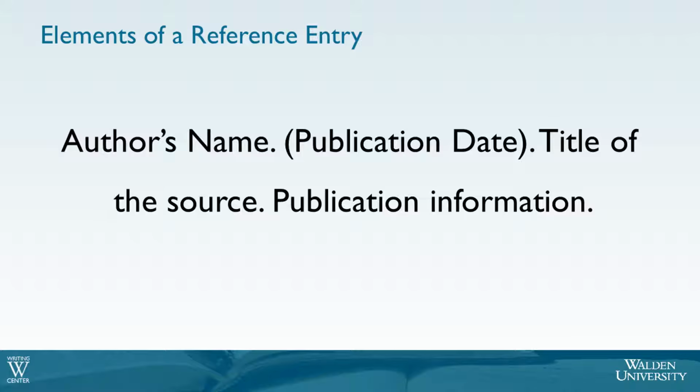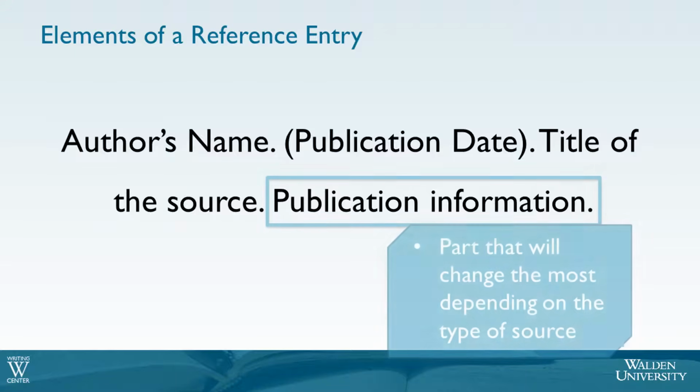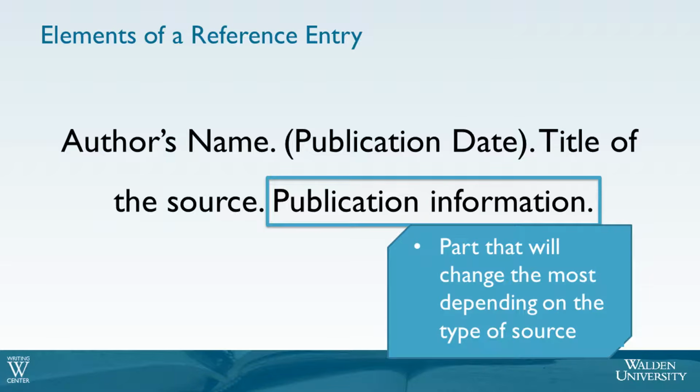For example, when we look at reference entries for various types of sources, the authors often look the same, just with variations in how many authors are listed. However, the publication information will change the most in different types of sources because the publication information changes depending on how the sources are published. Different kinds of sources are published differently, and that's really where all of the variety in our reference entries come from.